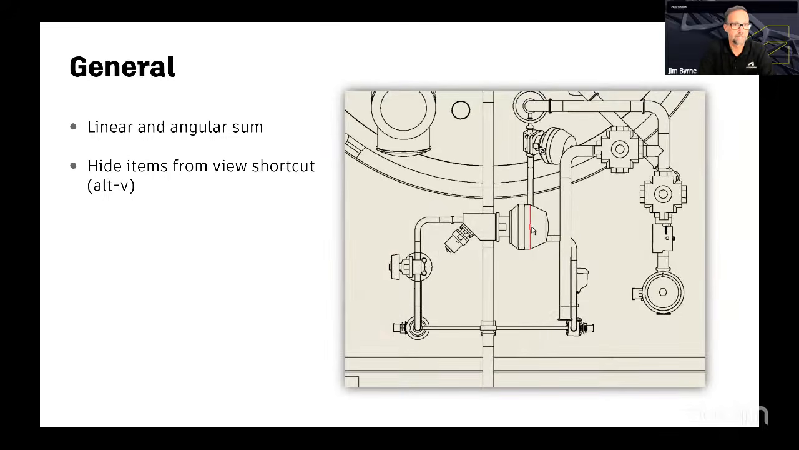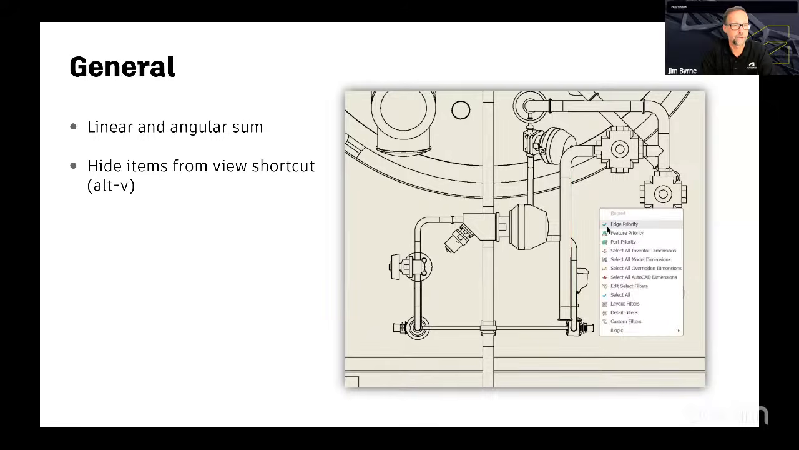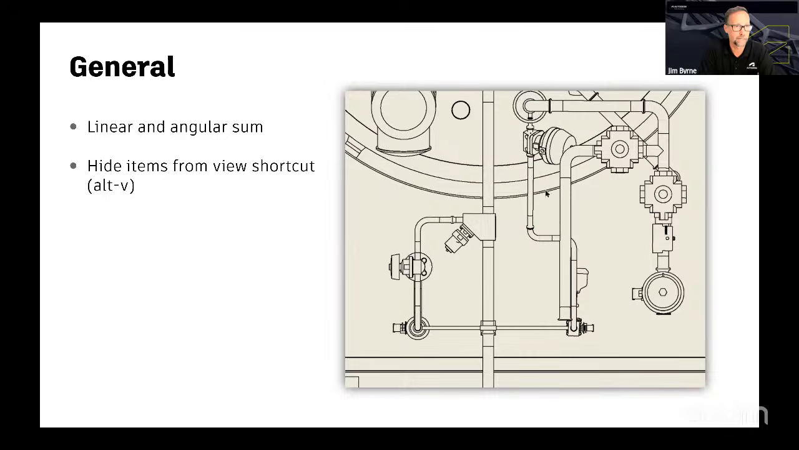And then finally, inside of drawings, if you find yourself hiding bodies or hiding edges a lot, maybe to clarify a view, then you can just pick it and then use the shortcut key Alt V on your keyboard to hide it. So just select it, Alt V, and you can hide those items.